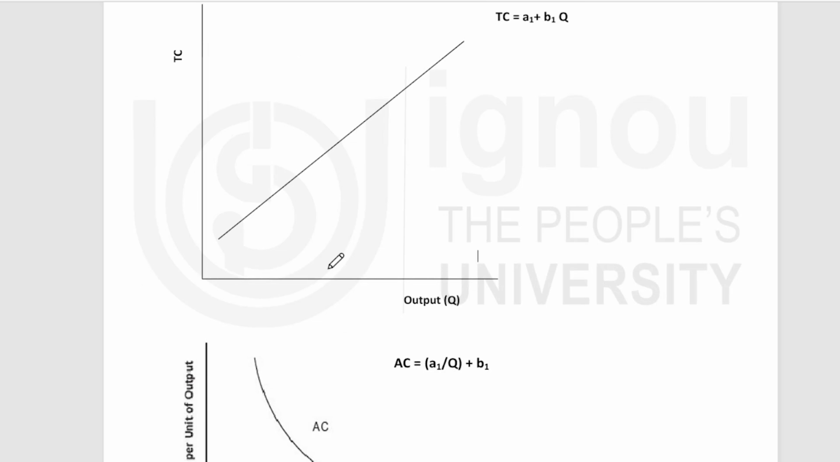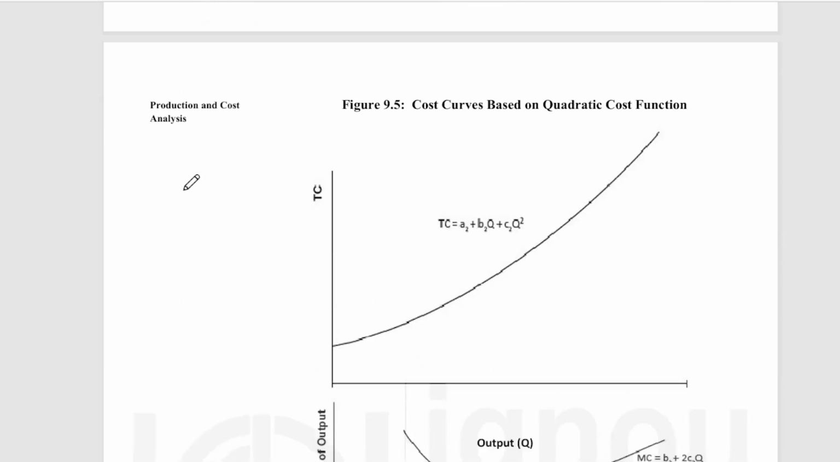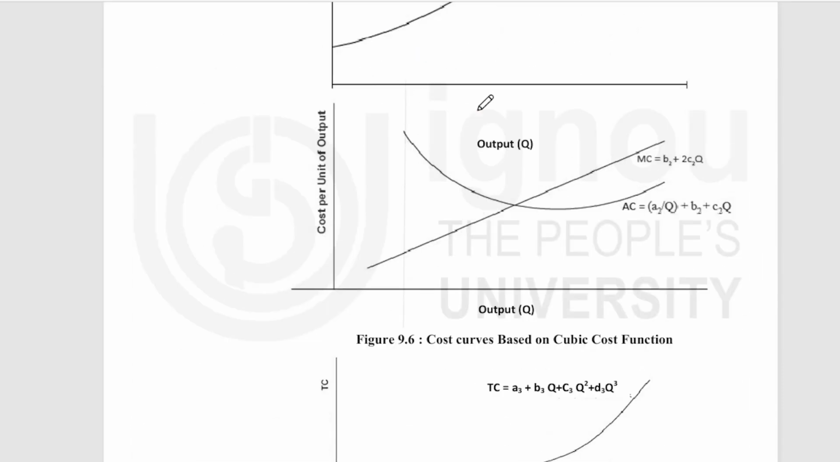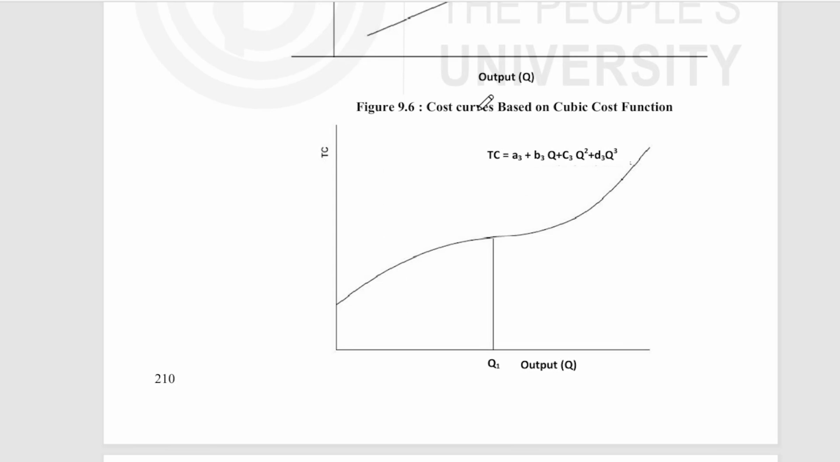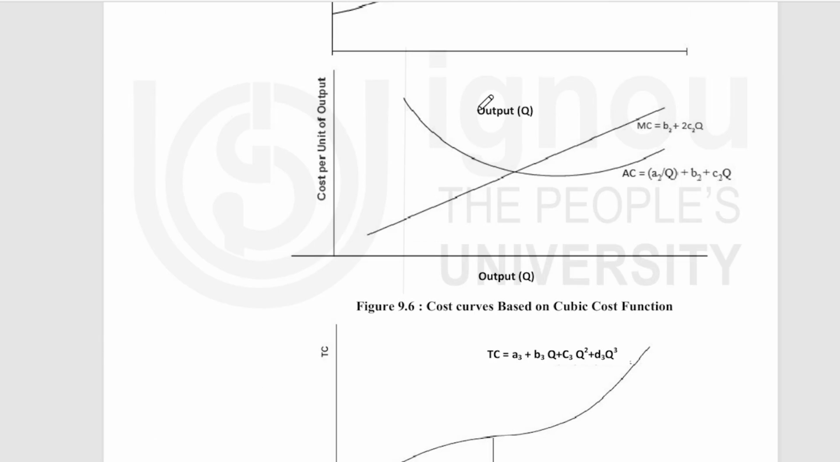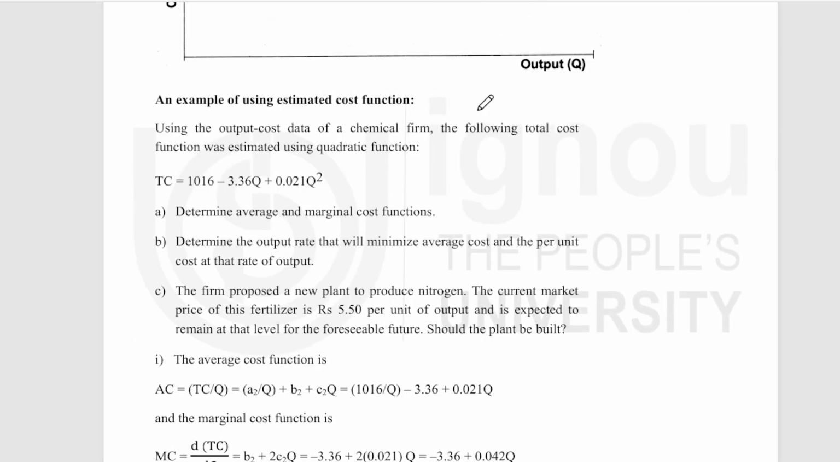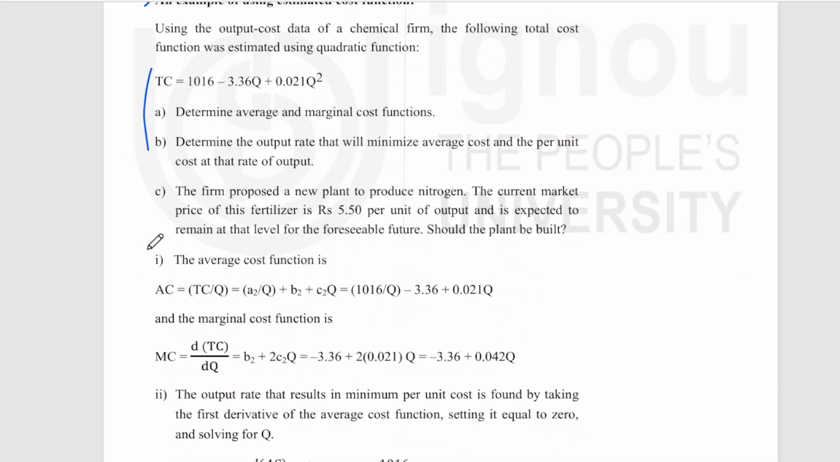Okay, so please go through your study material also. So here is output, and on the y-axis there is cost per unit of output. And figure 9.5 is here, that is all about cost curves based on the quadratic cost function. And 9.6 is cost curves based on the cubic cost function. And next, this is also the cubic cost function. Okay, so please refer to these figures and it will be more clear, and try to use your IGNOU study material for this. And here is an example of using an estimated cost function, so please go through it. These are the examples. Okay, how to use it in examples.